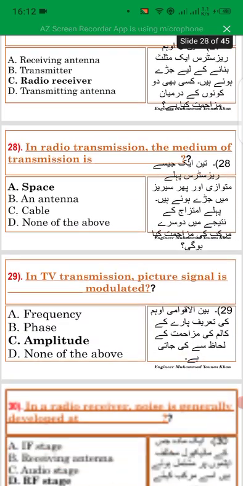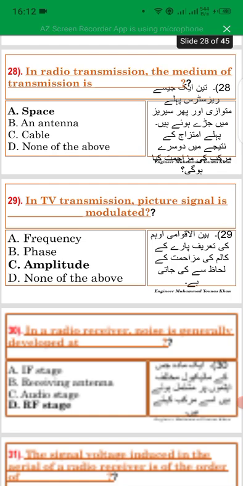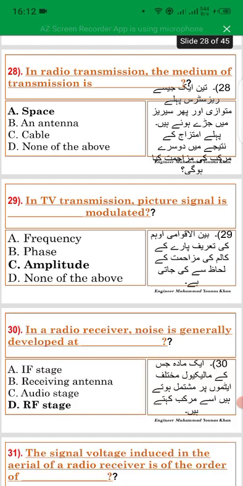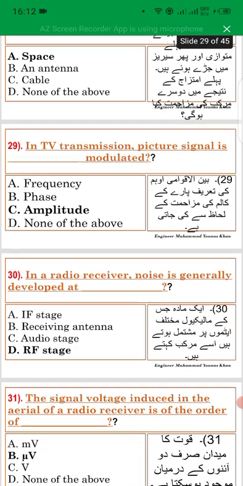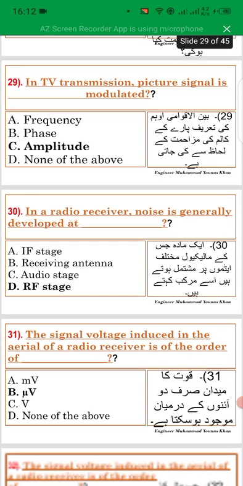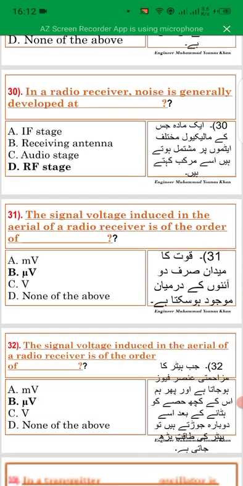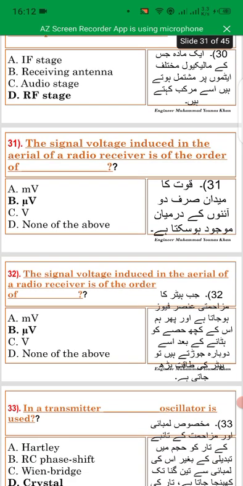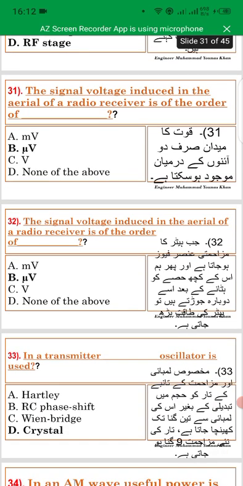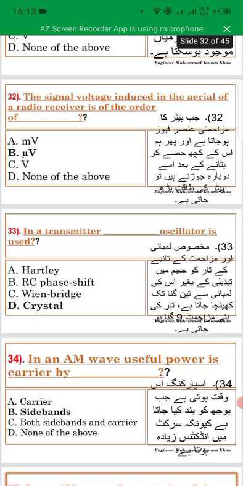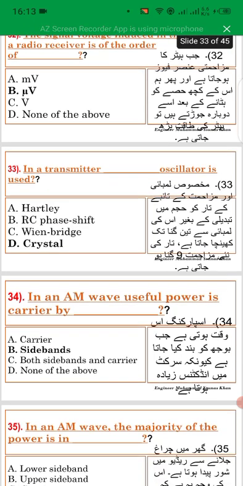Demodulation is done in the radio receiver. In radio transmission, the medium of transmission is space. In TV transmission, the picture signal is amplitude modulated. In a radio receiver, noise is generally developed at the RF stage. The RF signal voltage induced in the aerial of a radio receiver is of the order of microvolts.